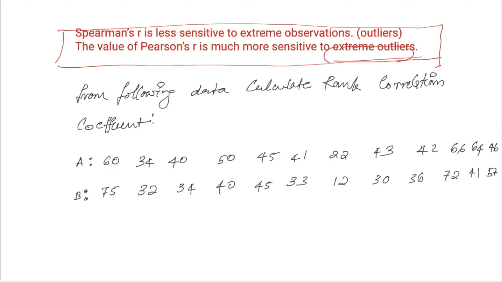But such type of effect is not there in case of Spearman's rank correlation. So this is a point which you could score and which is quite rarely discussed. Okay, so let us go into the first example. From the following data, calculate rank correlation coefficient.